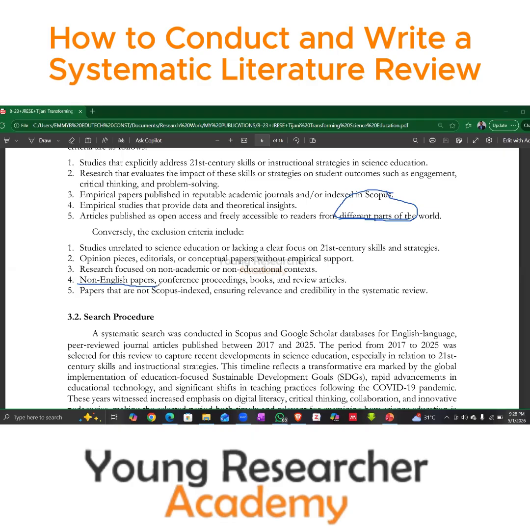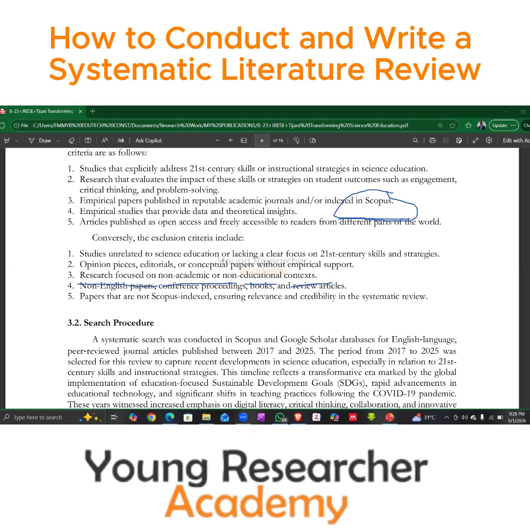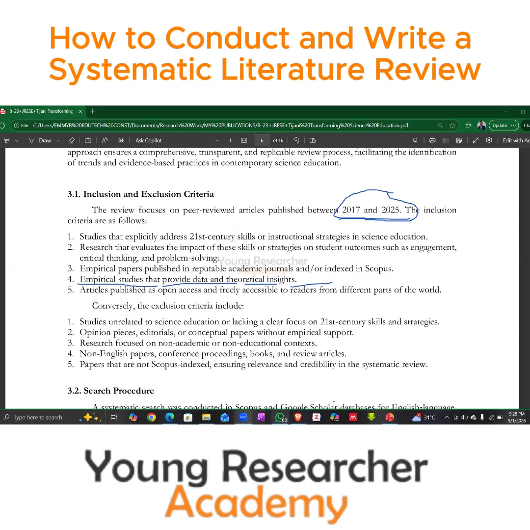So which means that any paper not written in English will be excluded from the review. Conference proceedings are excluded. And book reviews, chapters are excluded. Then review articles are excluded. Papers that are not indexed in Scopus are also excluded. And this is to ensure that there is relevance and credibility in the systematic review. So these are just the inclusion and exclusion criteria, right?